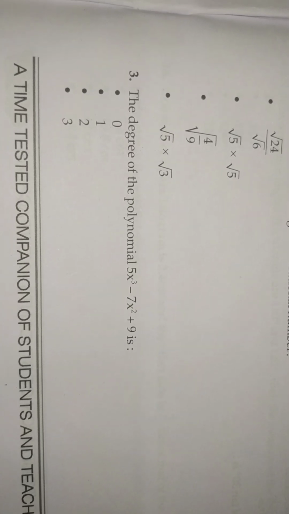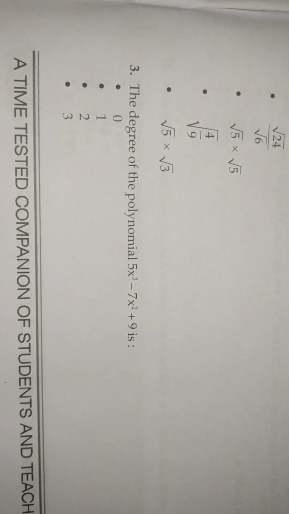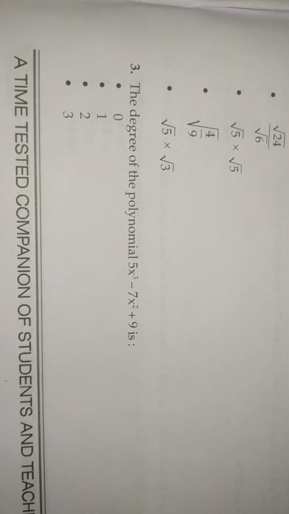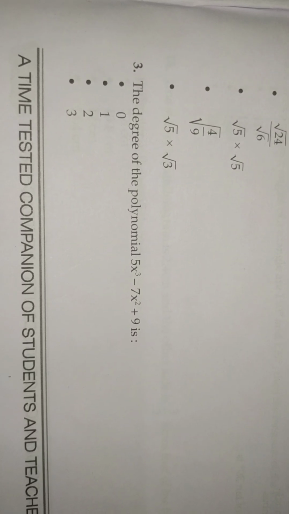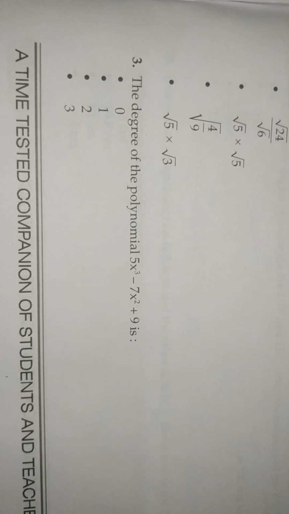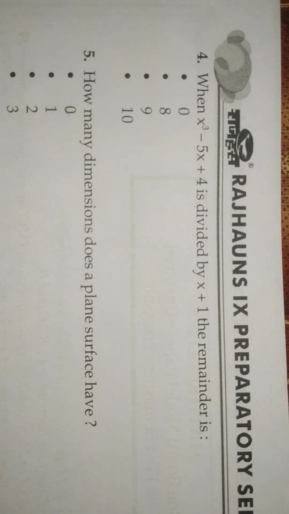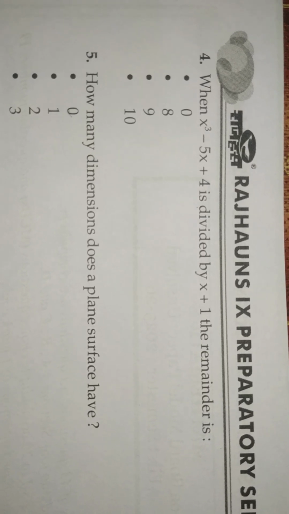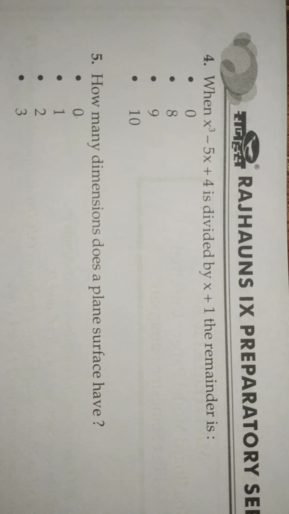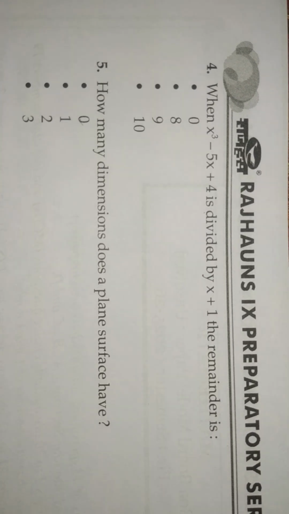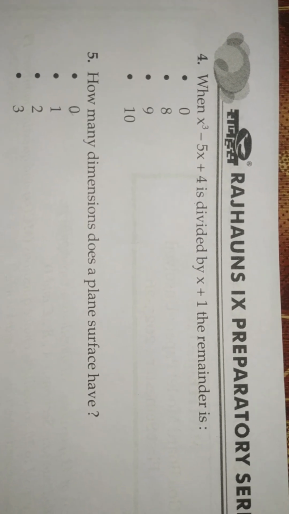Question number 3. The degree of the polynomial x raised to 3 minus 7x raised to 2 plus 9 is, so which is your highest power? 3. So your answer will be 3. When x raised to 3 minus 5x plus 4 is divided by x plus 1, then the remainder is dash. So 4 options are given. Okay, so you have to solve this sum and tell which is your answer.